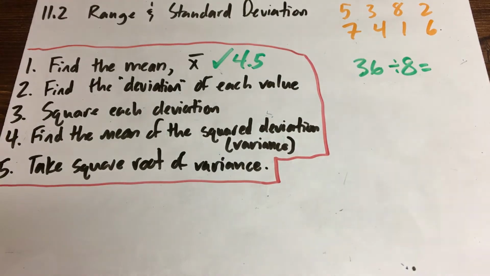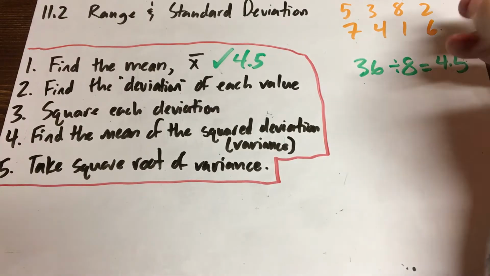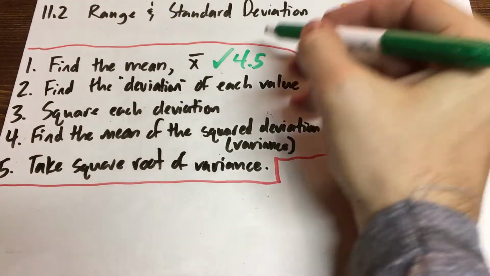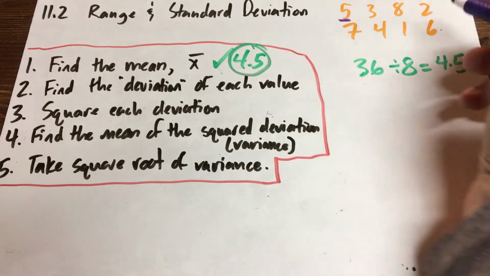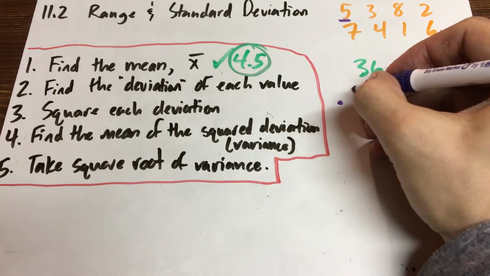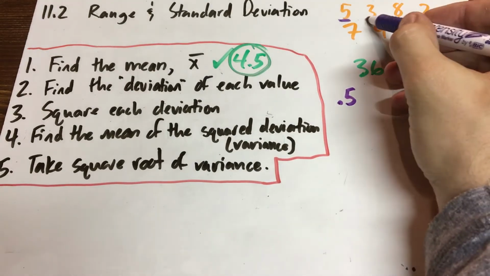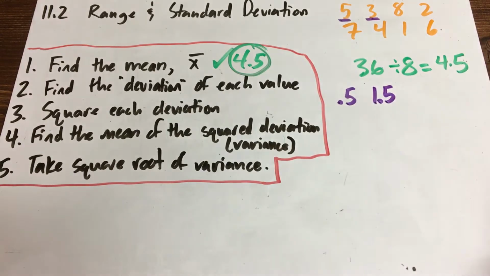Okay, now find the deviation of each value. The deviation of each value is how far away from the mean, how far away from 4.5 is each one of these numbers. And this is the hardest part, at least for me. So let me do a quick marker switch here. Let me switch to purple. Okay, how far away is this number from 4.5? How far away is 5 from 4.5? It's 0.5 away, right? How far away is 3 from 4.5? It's 1.5 below, right?